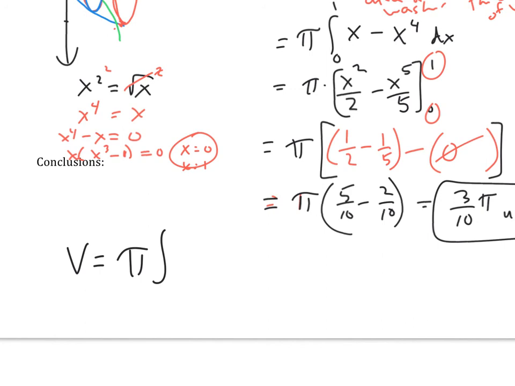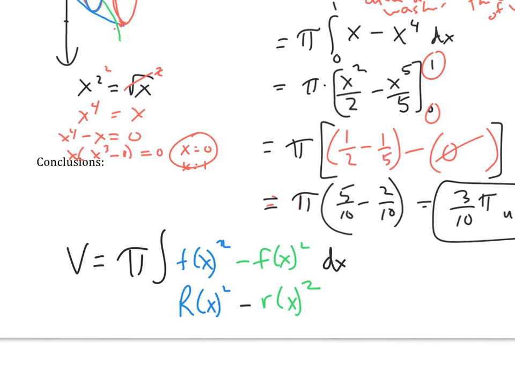So the difference here is that I'm going to have two functions. I'm going to have an f of x squared for my outer radius, and then I'm going to have minus an f of x squared for my inner radius, dx. Sometimes they say use r, capital R, to note that that's my bigger radius, and lowercase r to note that that's my smaller radius. So it doesn't matter what you use as long as you know that this is my bigger radius, and this is my smaller radius.